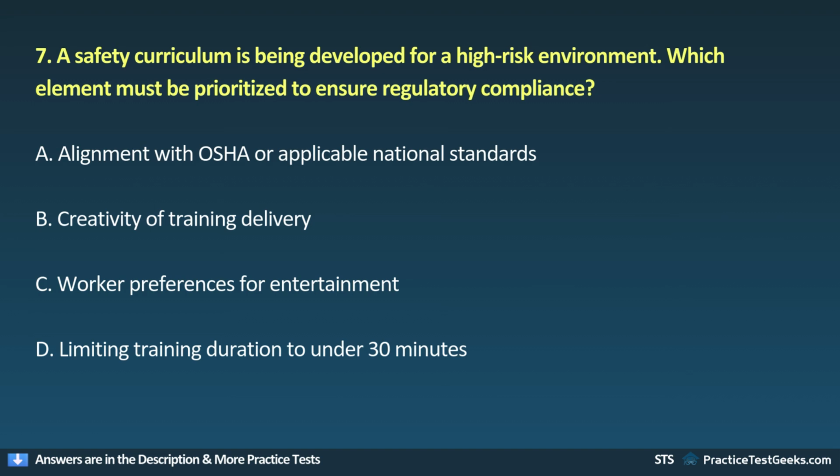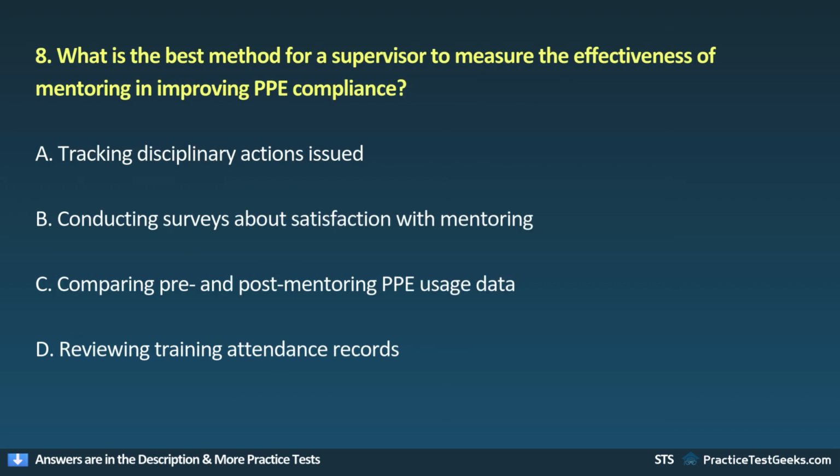B. Creativity of training delivery. C. Worker preferences for entertainment. D. Limiting training duration to under 30 minutes. 8. What is the best method for a supervisor to measure the effectiveness of mentoring in improving PPE compliance?